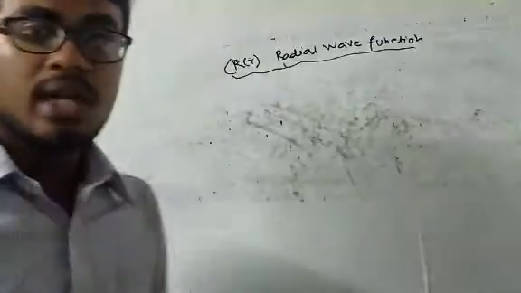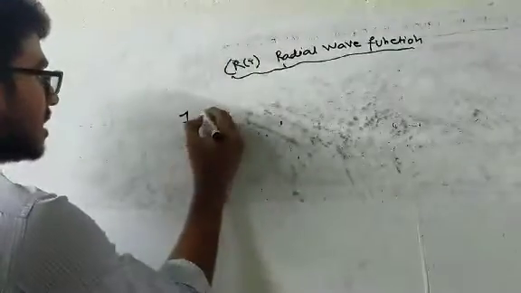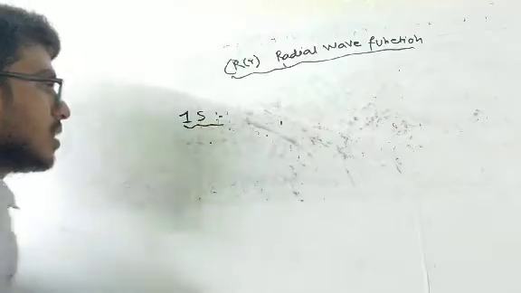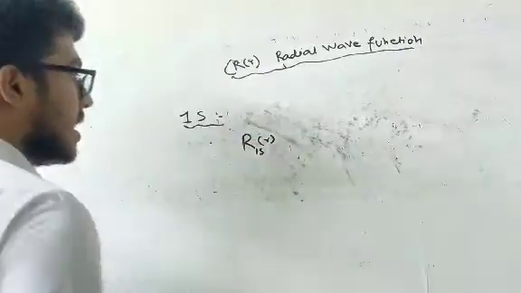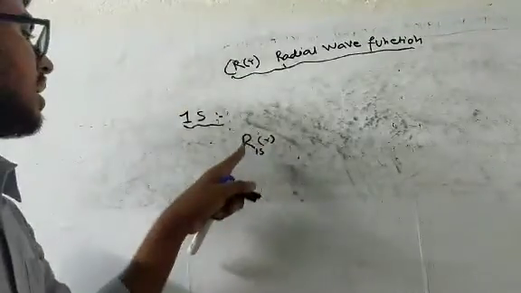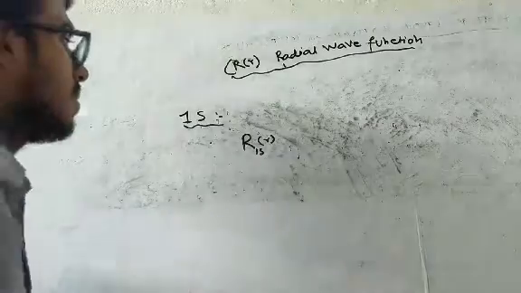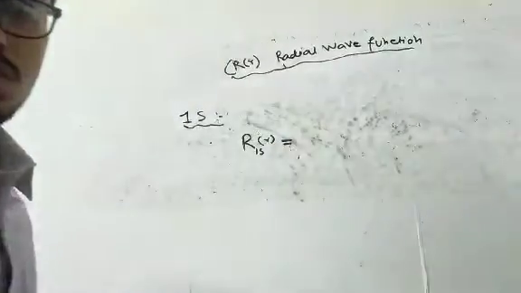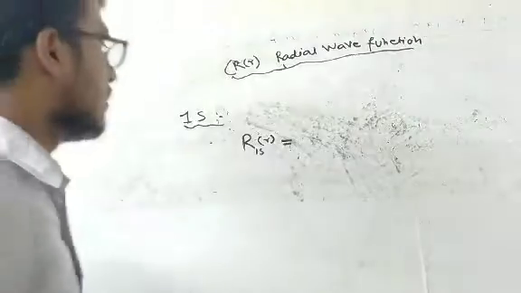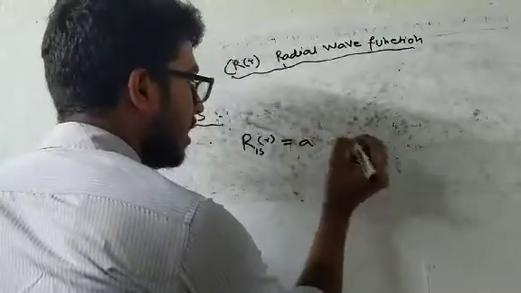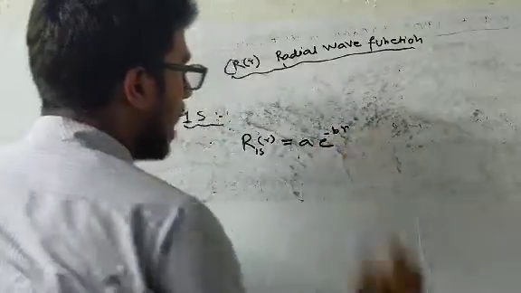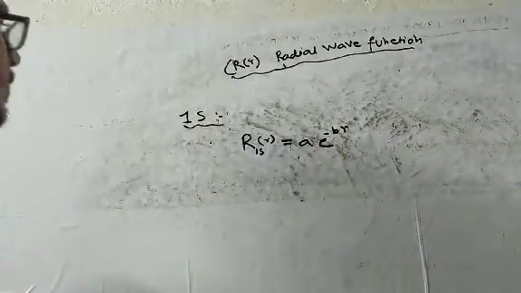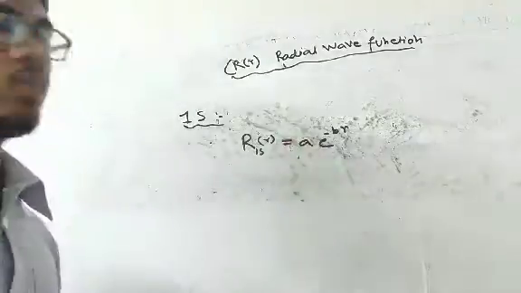Now let's talk about the 1s orbital at first. For the 1s orbital, the radial wave function R of r, I am writing this as R 1s. So this radial wave function for the 1s orbital equals a constant a multiplied by exponential of minus b into r. So this is the mathematical form of the radial wave function for the 1s orbital.